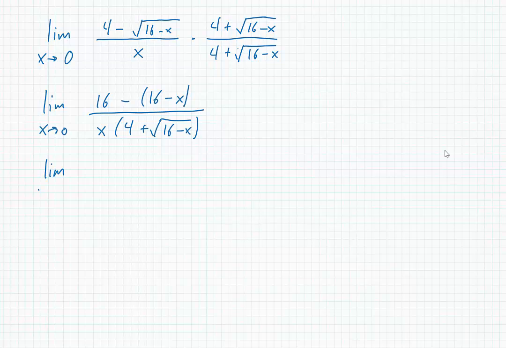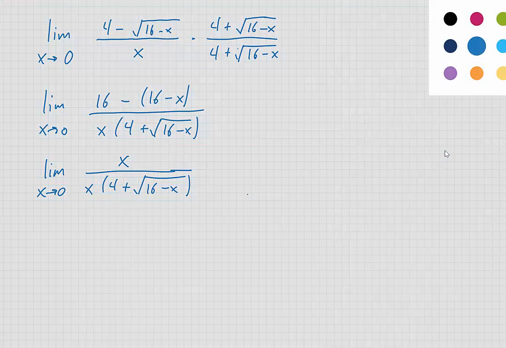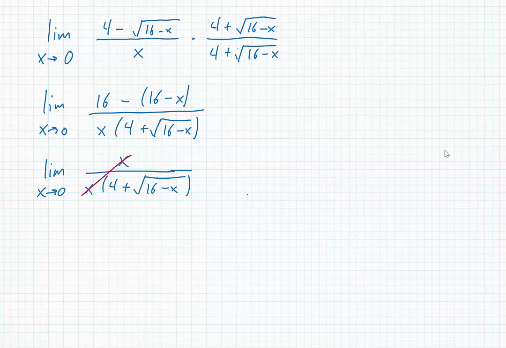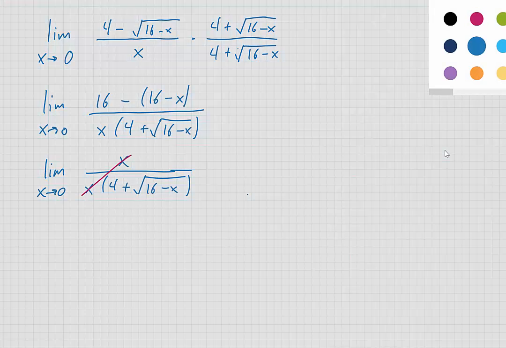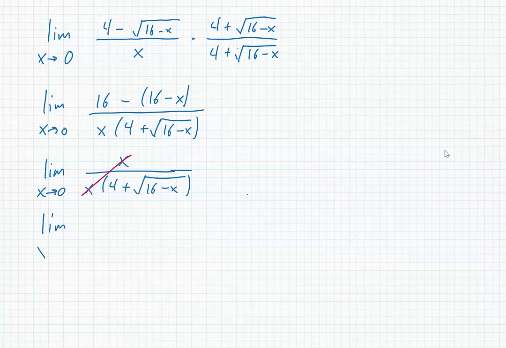Continuing, we'll have the limit as x approaches 0 now. We're just going to end up with x in the top, over x times 4 plus the square root of 16 minus x. And now we can apply the dividing out technique and get rid of this x top and bottom. That will leave us with the limit as x approaches 0 of 1 divided by 4 plus the square root of 16 minus x. And that, it turns out, is equal to just 1/8.